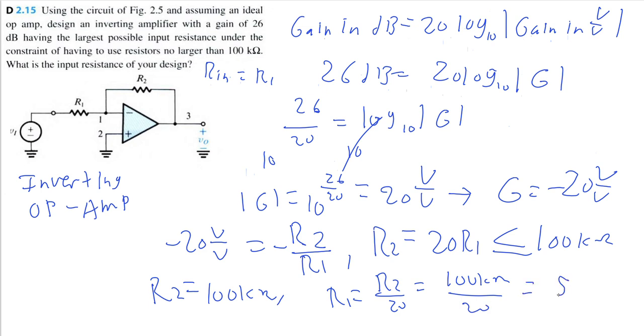That should be 5 kiloohms. And as I mentioned at the start, Rn is just equal to R1. So Rn is equal to 5 kiloohms. And that's the problem.